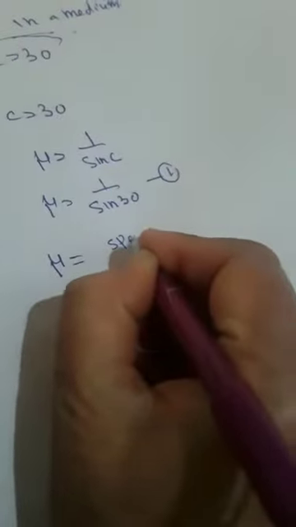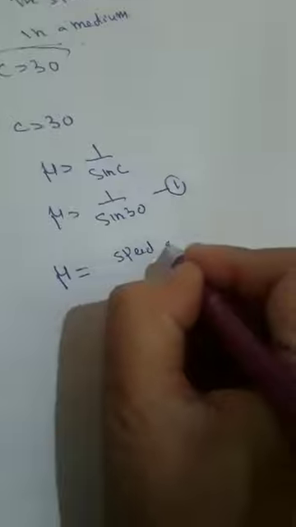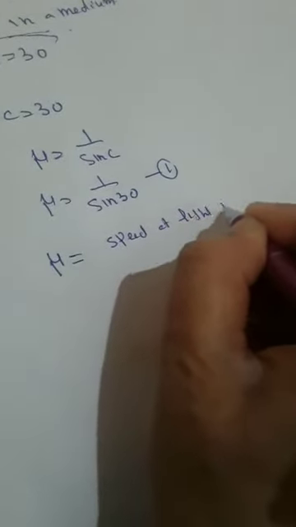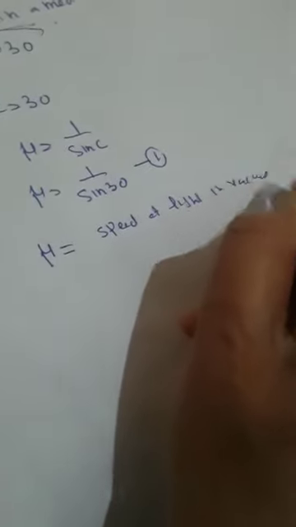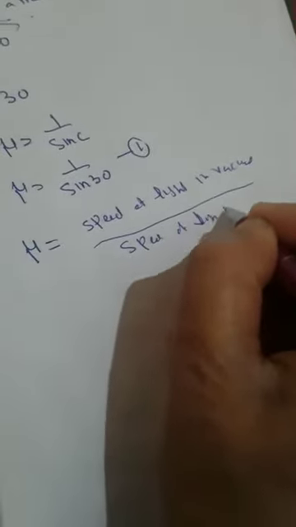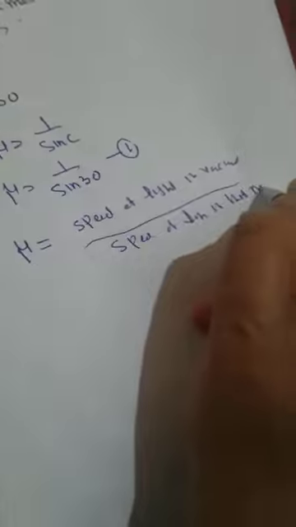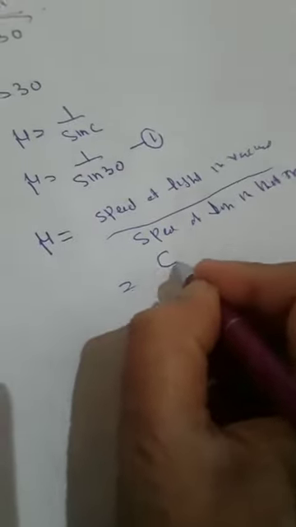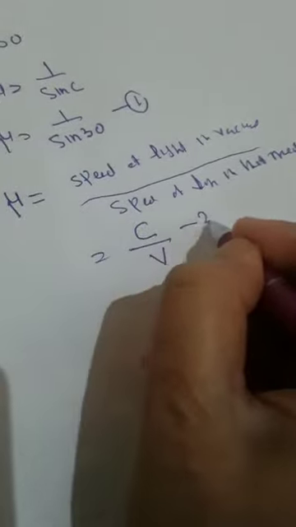Again, we know the definition of refractive index. Absolute refractive index is the speed of light in vacuum divided by the speed of light in that medium. I can write C divided by V, that means speed of light in vacuum divided by speed of light in the medium. We have got two relations here.